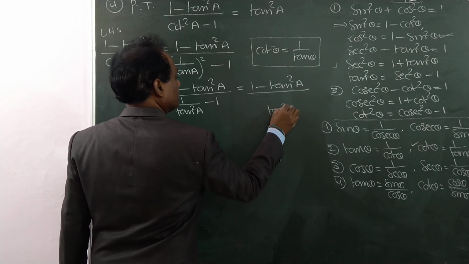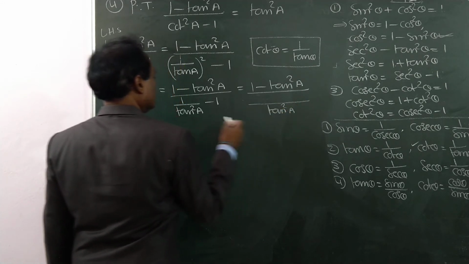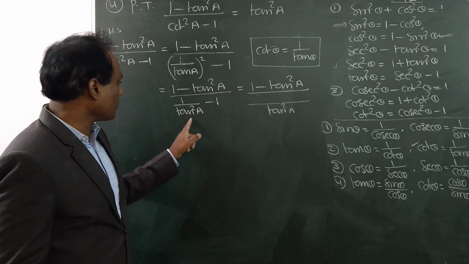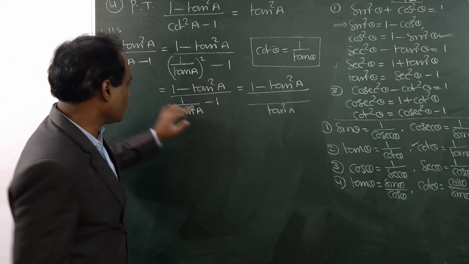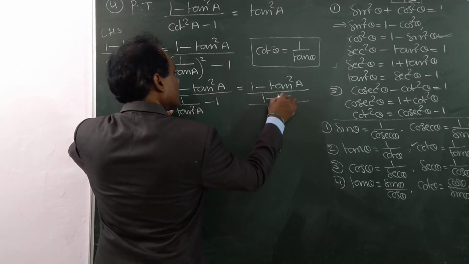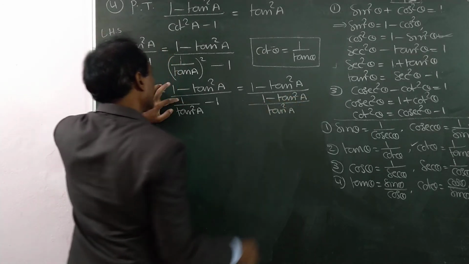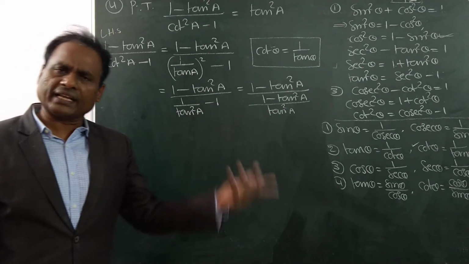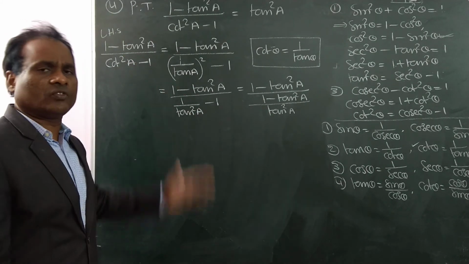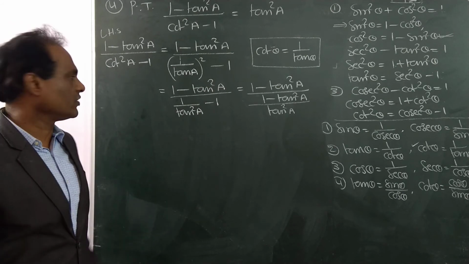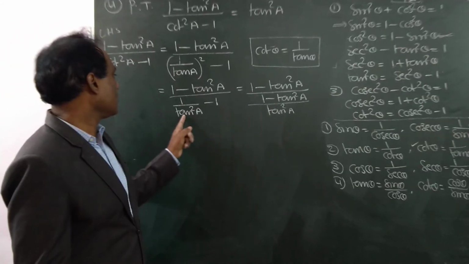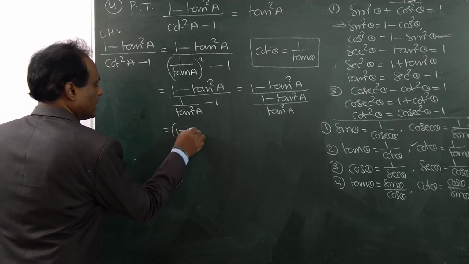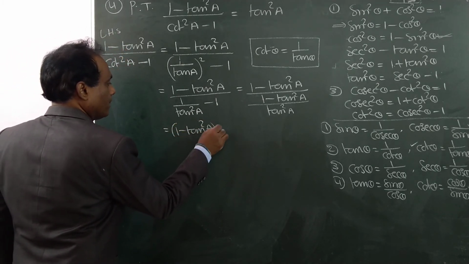LCM. Numerator same. For the denominator, to separate the fractions you have to take the LCM. So what is the numerator? 1 minus tan square A by tan square. You know how to separate the fractions, how to take LCM, how to simplify, since we studied in the 5th, 6th, 7th classes. So tan square is the LCM: 1 minus tan square by tan square.